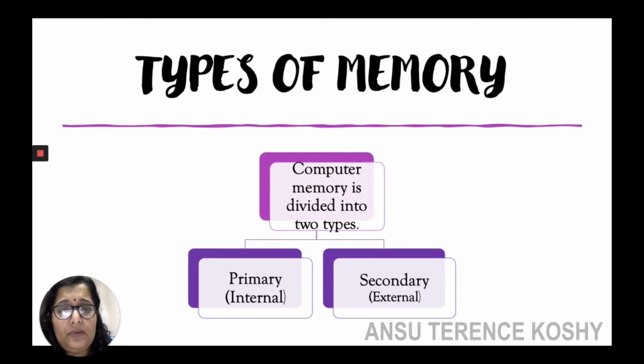Types of memory. The computer memory is divided into two basically. It is primary or internal memory and secondary or external memory. I'll repeat one more time. The memory of the computer is divided into two types. One is primary or internal memory, and the second one is secondary or external memory.